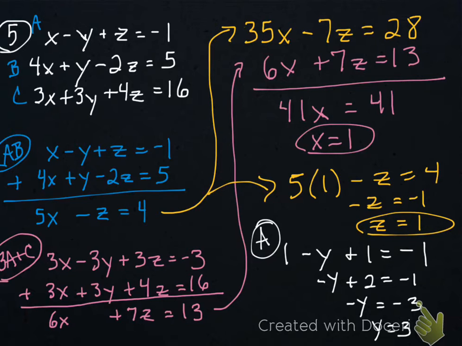Now I have my solution. Let's write it as an ordered set. So my answer would be 1, 3, and 1. That would be the solution for this system of equations.